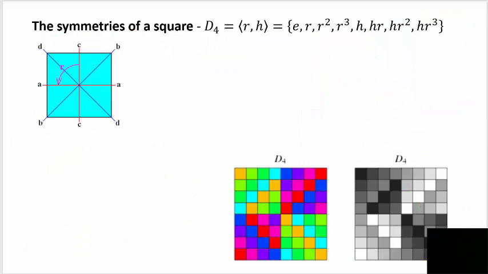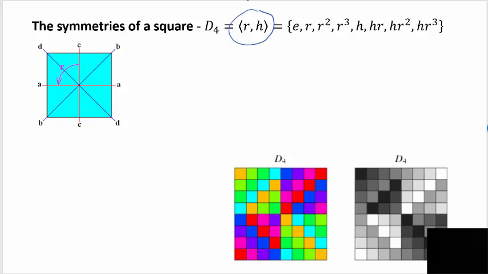This is D4, the symmetries, or one-to-one mappings of the square onto itself. The symmetries of a square, D4. Now, notice I used a little bit different notation here, and I want you to take note of this. This means that the group is generated by just R and H.